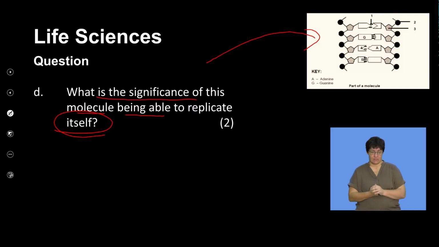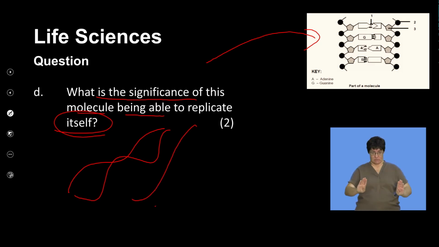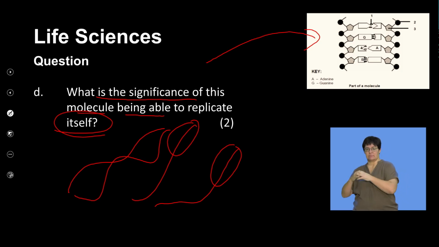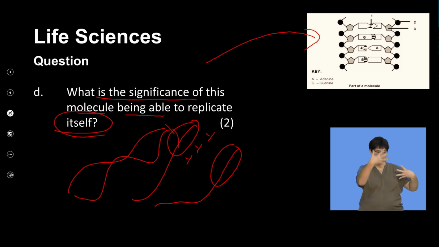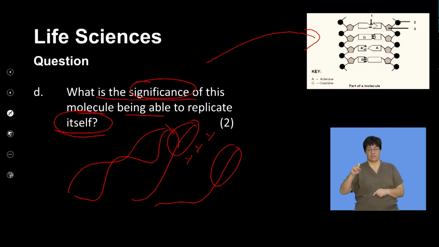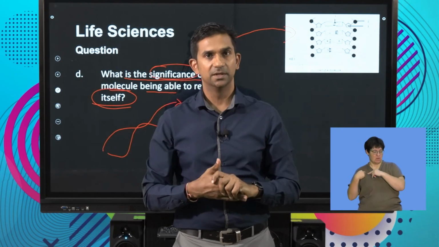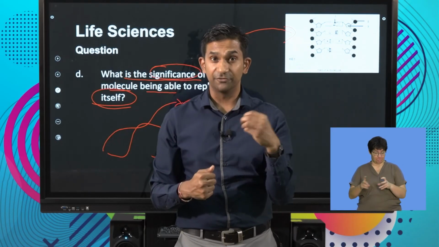So the significance of this molecule being able to replicate is that DNA is double-stranded. And so when the strands separate, each of these strands forms a template, allowing for complementary bases to base pair with these templates. And so it's important that we recognize that due to the double-stranded structure as well as the complementary base pairs, the process of DNA replication using the semi-conservative model of replication becomes an efficient and reliable method or model of replicating DNA.